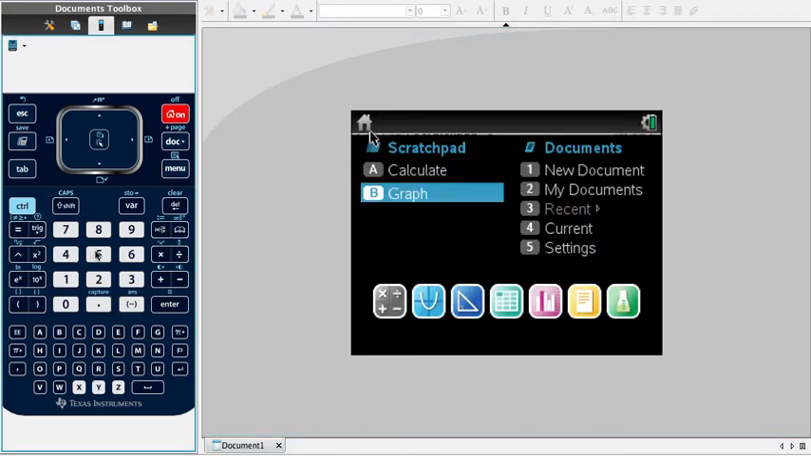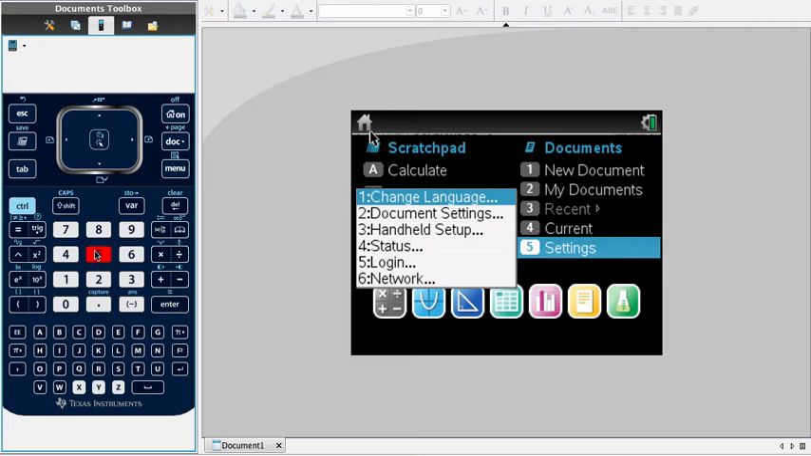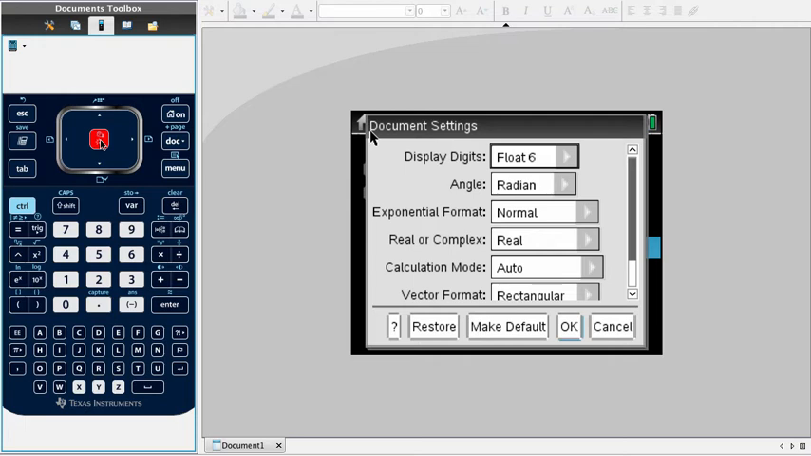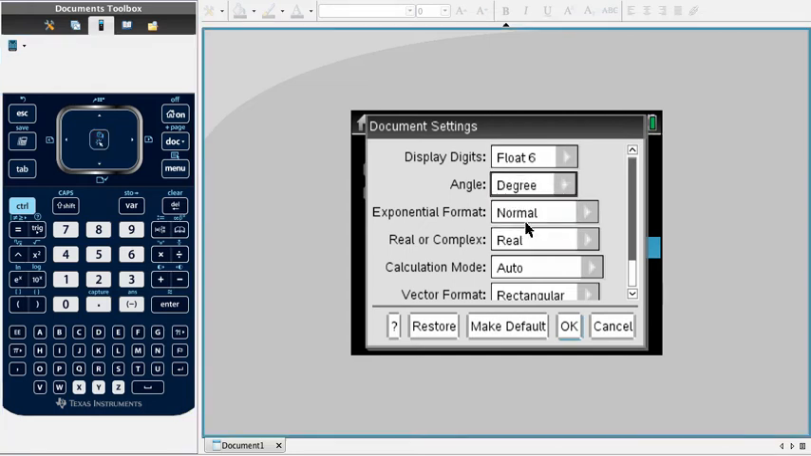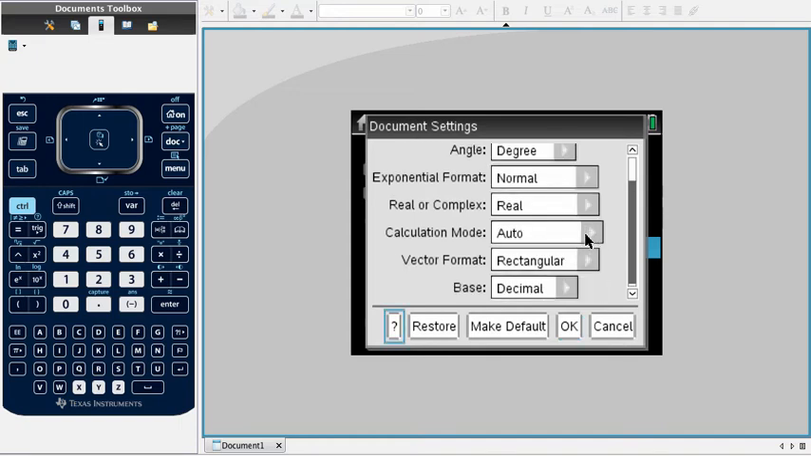So we're going to click number 5 because we want the settings feature. We want to make sure our settings are done correctly. So click on settings and then you're going to go to document settings and click on that. All right, so the display, this is what your screen should say. This is how it's set up in the beginning. Display digits, we can leave that at float 6. Radians, the angle, we want to change that to degree. That's really important. You want the angle to be at degree. Everything else should stay the same.